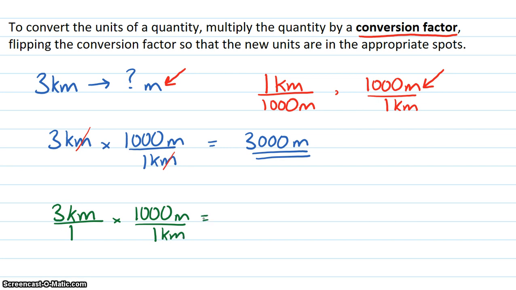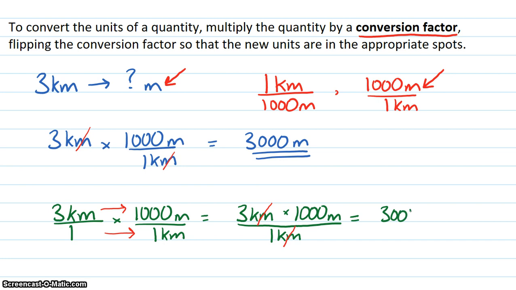Now, when you multiply fractions, remember you multiply the top line and you multiply the bottom line and then you divide. So if I multiply the top line, that's 3 kilometers multiplied by 1,000 meters. And then if I multiply the bottom line, that's 1 kilometer times 1, which is just 1 kilometer. What happens is, on the top line you have kilometers, and then you divide it by kilometers on the bottom, so kilometers just cancel out, and you're left with 3 times 1,000 meters, which is 3,000 meters.